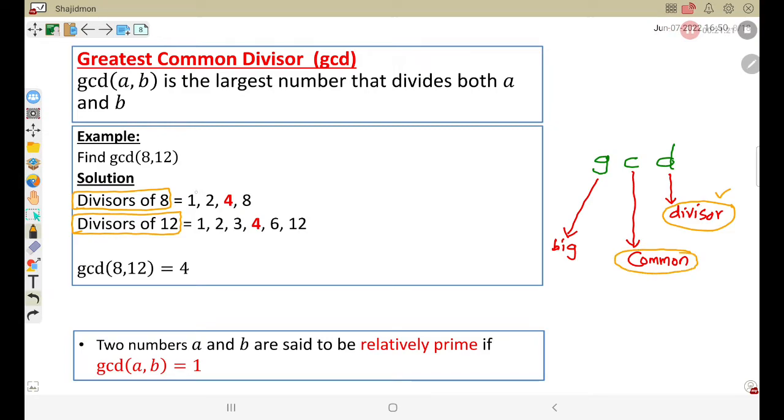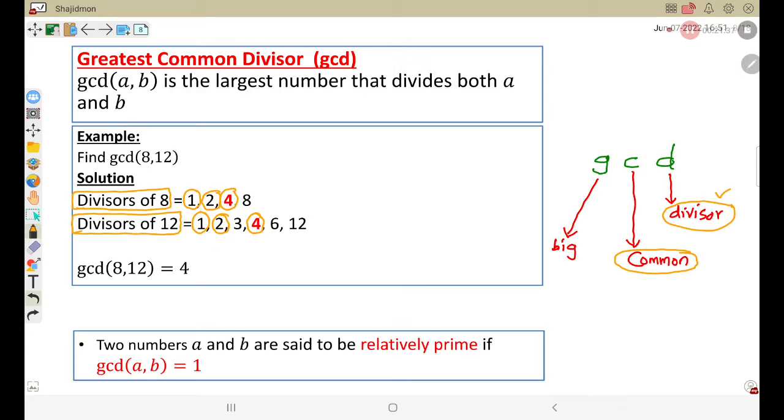What are the common numbers? Here 1 is there, here also 1 is there, so common. 2 here is there, here also 2 is a divisor, common. Here 4 is there, here also 4 is common. Correct? So 3 common factors, common divisors are there. 1 is common, 2 is common, 4 is common.